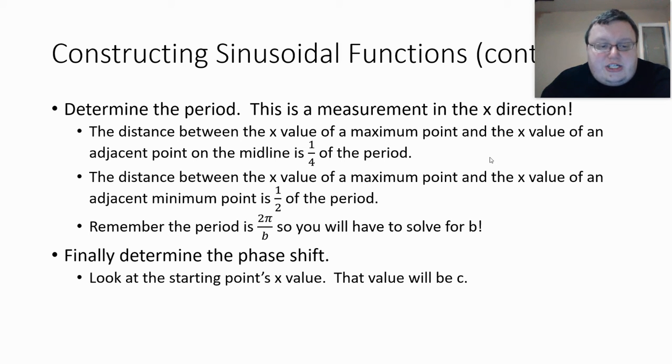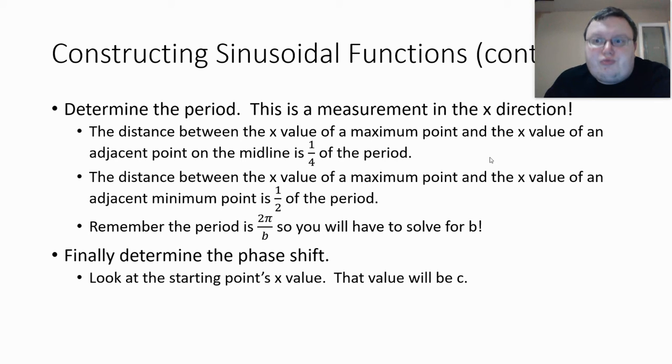Finally, you determine the phase shift. Just look at the starting point's x value, the x coordinate of the starting point, wherever it's at. By default, it should be at 0. And if it's at 0, there's no phase shift. C would be 0. But whatever the x coordinate of that starting point is, that's your C value.